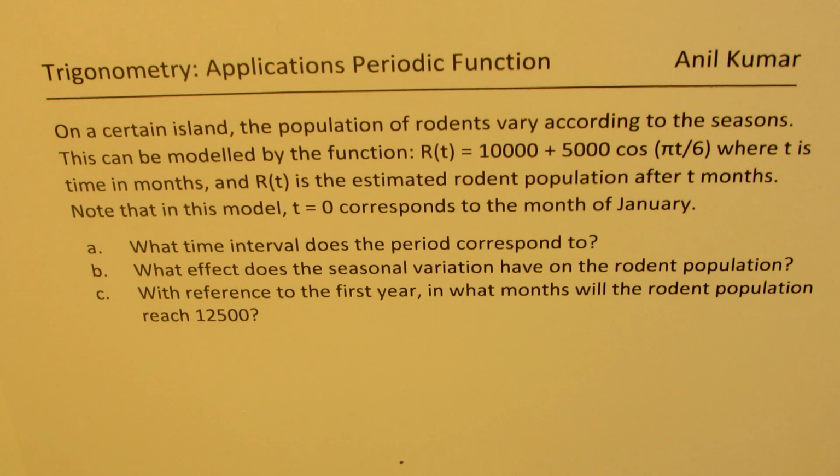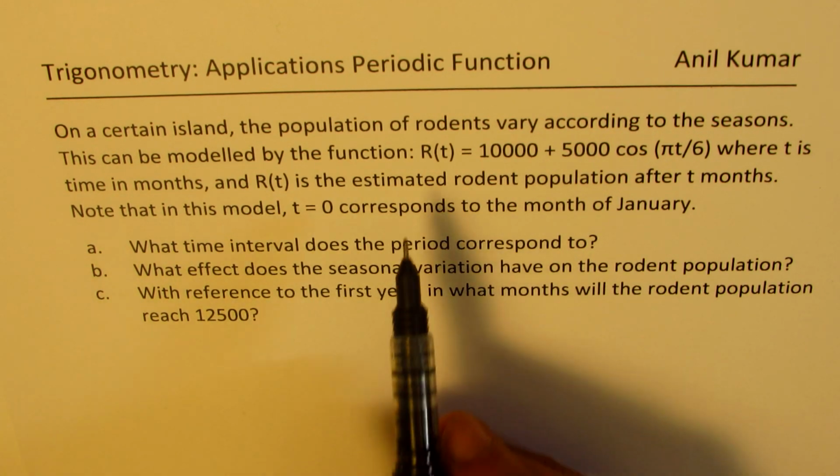A: What time interval does the period correspond to? B: What effect does the seasonal variation have on the rodent population? And C: with reference to the first year, in what months will the rodent population reach 12,500? You can always pause the video and answer this question. Here is how I will solve it.